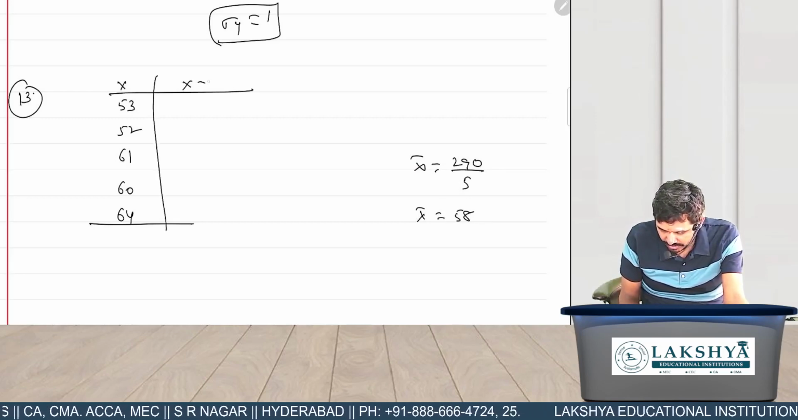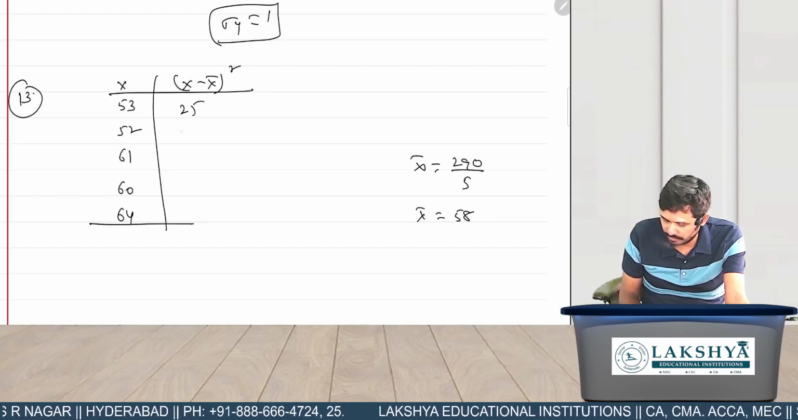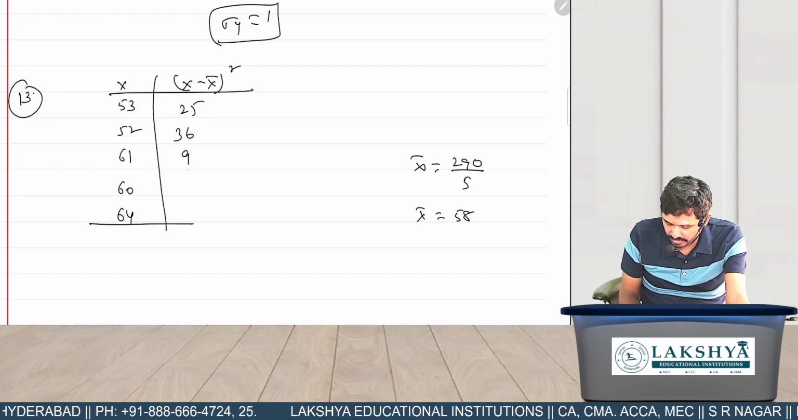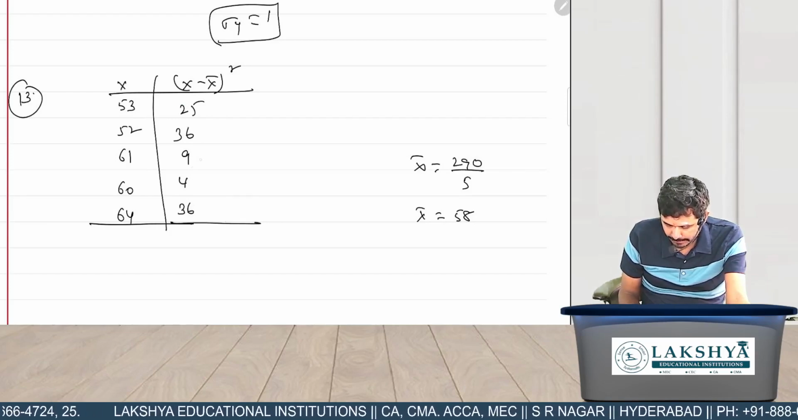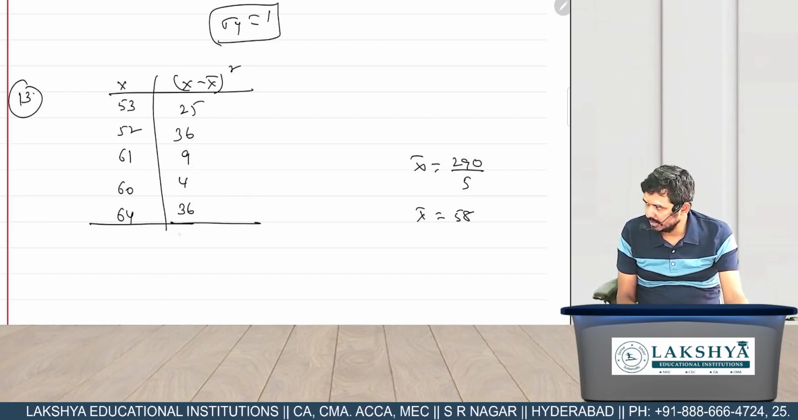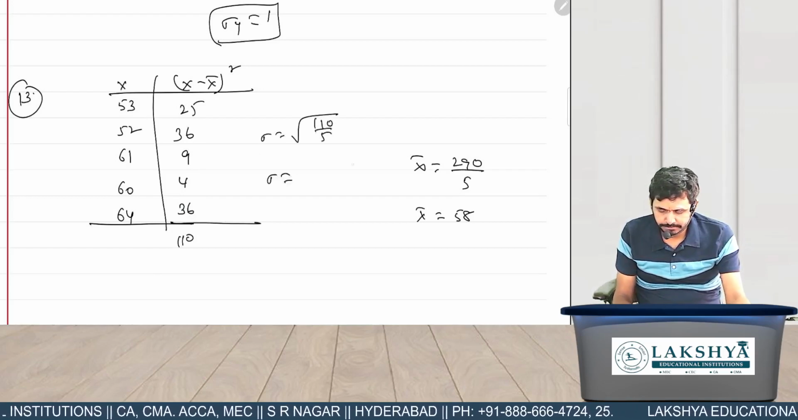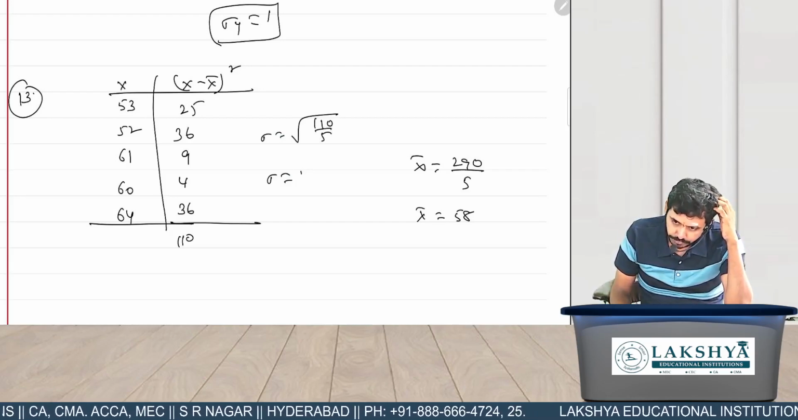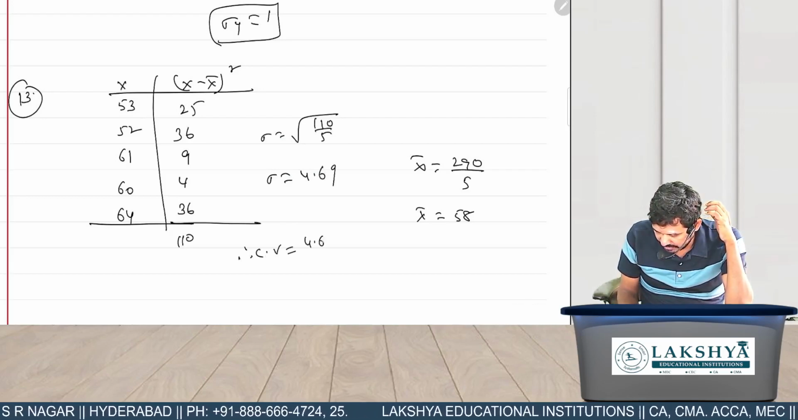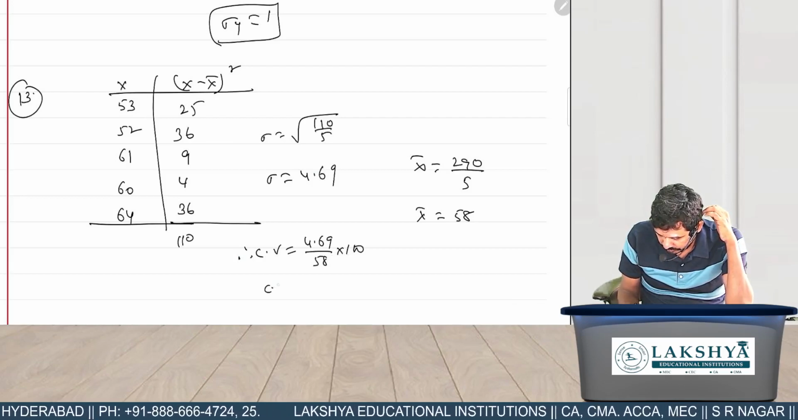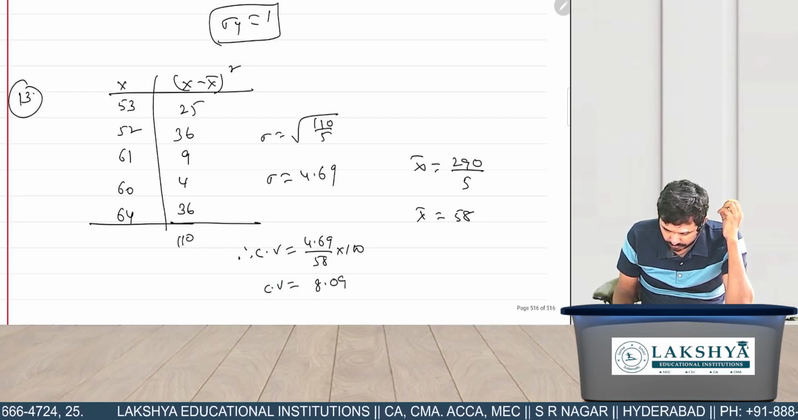Therefore, x minus x bar whole square. 53 minus 58, 25 whole square. 52 minus 58. 61 minus 58. Next 4. Next 36. Therefore, standard deviation is root of 110 by 5. Therefore, CV is equal to 4.69 by 58 into 100.